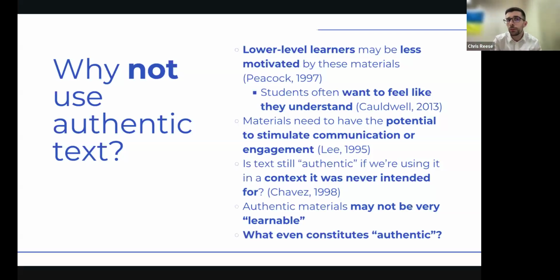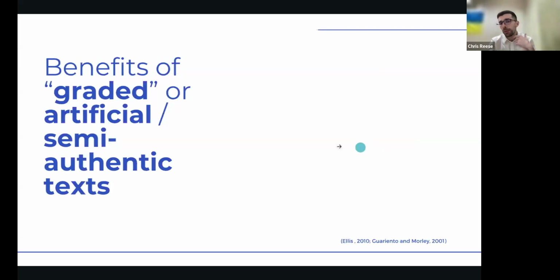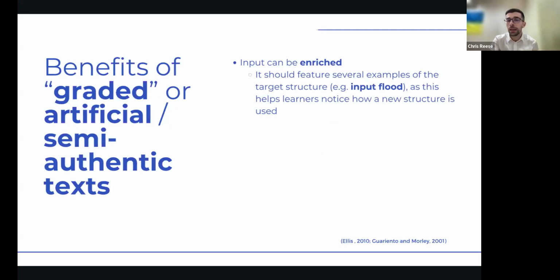So what might we do instead? Well, let's think about the other side then. What could be the benefits of grading or simplifying a text, or working with what we might call a semi-authentic text, a text that looks real enough, but might be designed a little bit for teaching? Well, one, it allows us to do something called enriching our input. It allows us to maybe adapt it slightly to put in more examples of what we would want our students to notice, what we might call input flood.